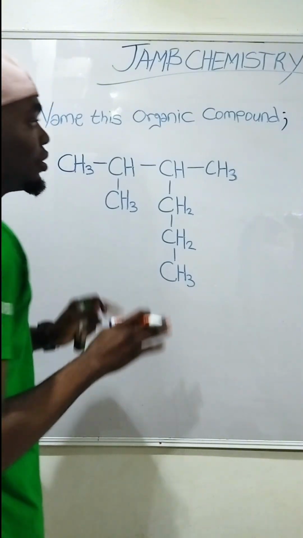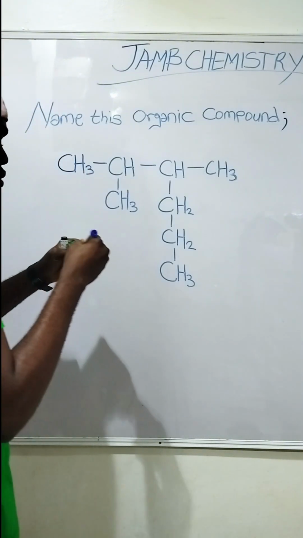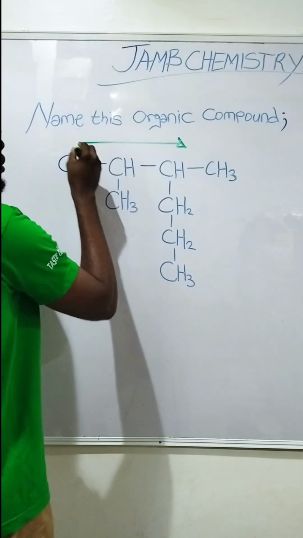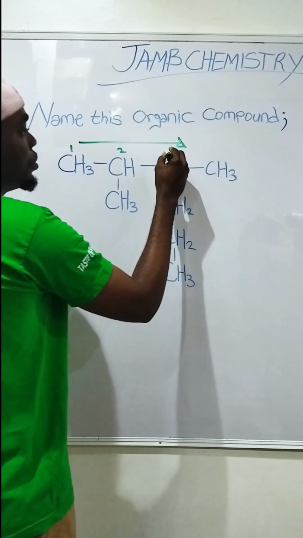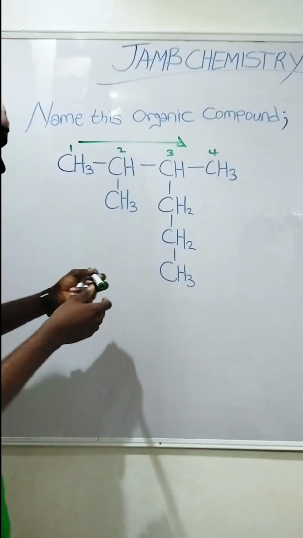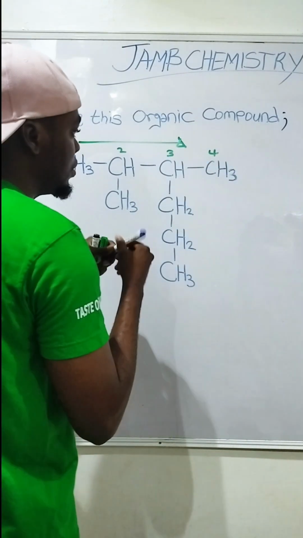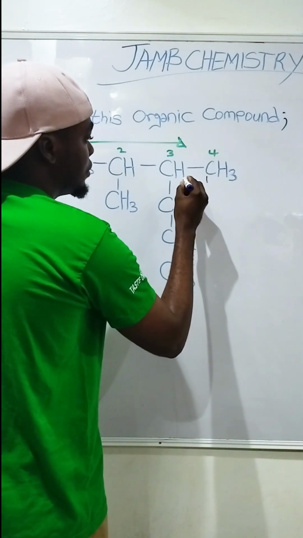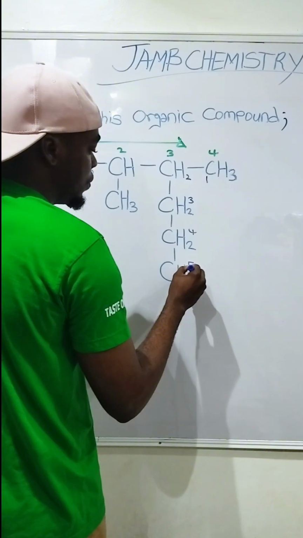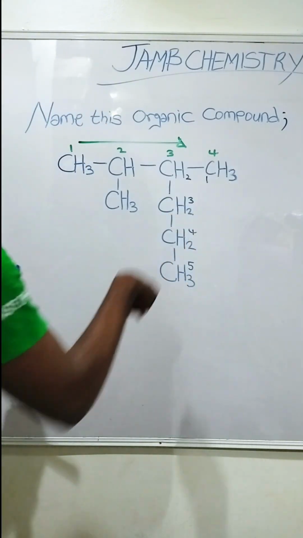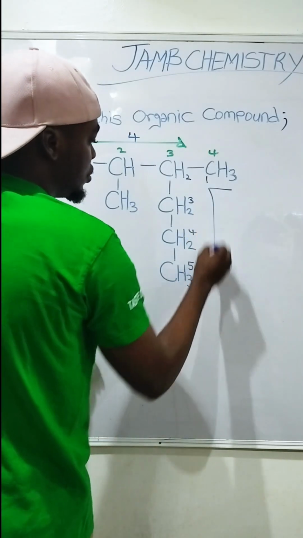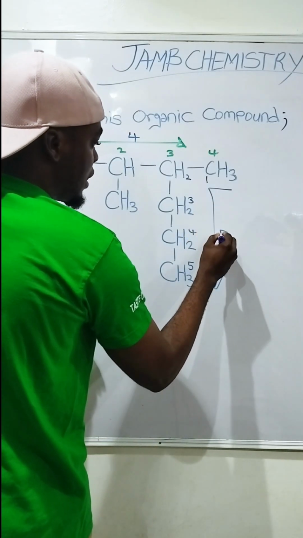So let's try and locate the longest carbon to carbon chain in this particular structure. Let's count this way first. 1, 2, 3, 4. So we have counted the straight chain. Let's count this way as well. 1, 2, 3, 4, 5. This direction gave us 4. This direction gave us 5.